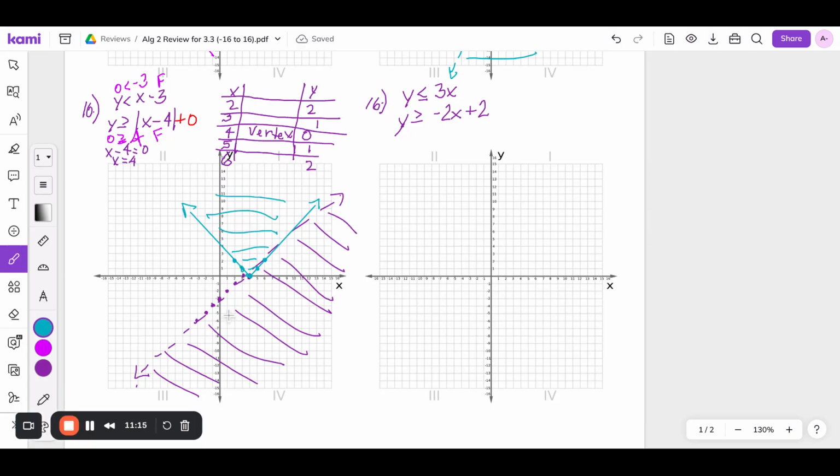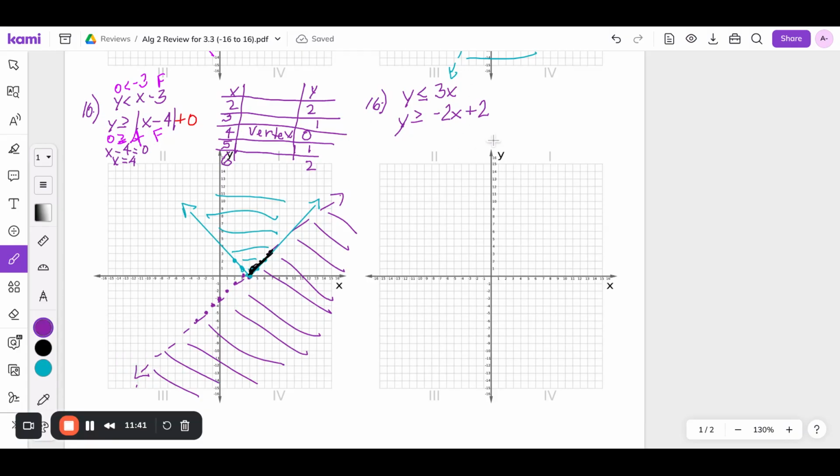Now, we are looking for where the shading is common to both together at the same time. And it appears that is only going to happen in this little space right here. Okay, where these things are coming together. All right, if you have questions, you have to reach out.